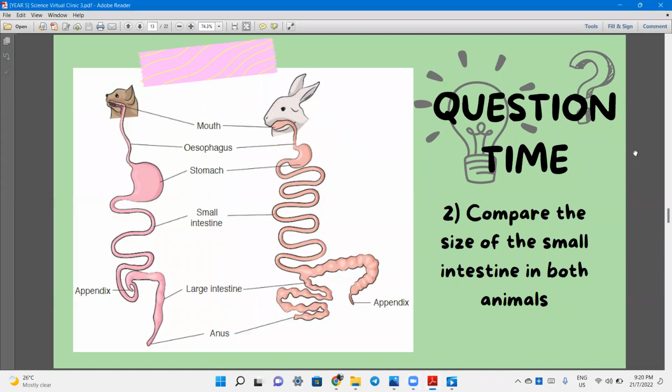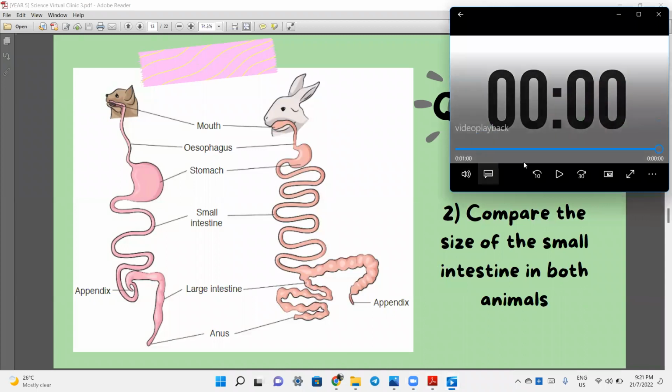Compare the size of the small intestine in both animals. So you know the drill. I'll put 1 minute, and you will have time to answer.